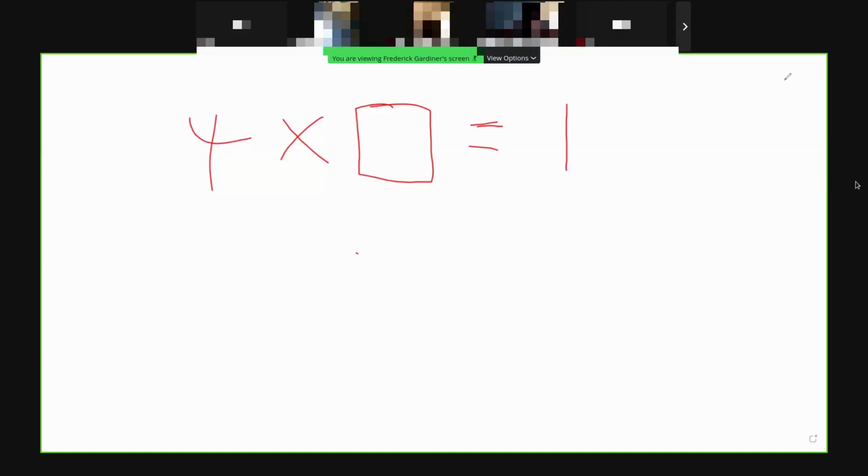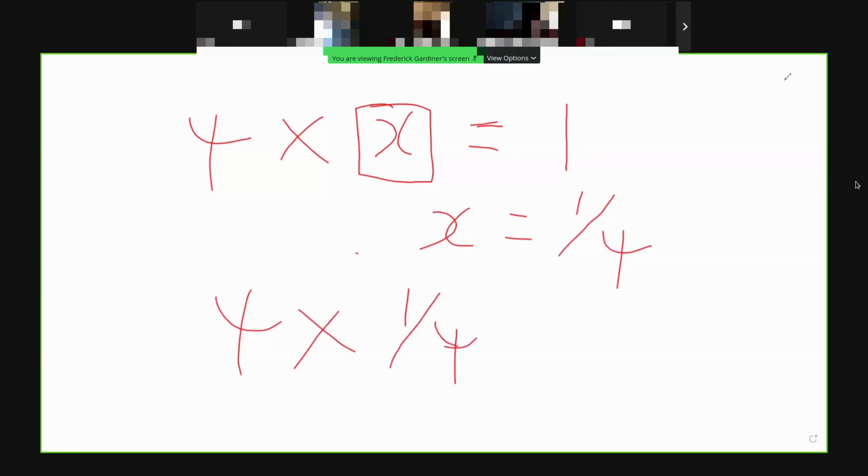If you replace it with x, your x will simply be 1 over 4, because 4 times 1 over 4 is equal to what? It's 1. And that is what we call the inverse. So that is why sometimes this same 1 over 4 will be written as 4 to the power negative 1. So you see that 1 over 4 is the same as 4 to the power negative 1, and that is what we mean by the inverse.